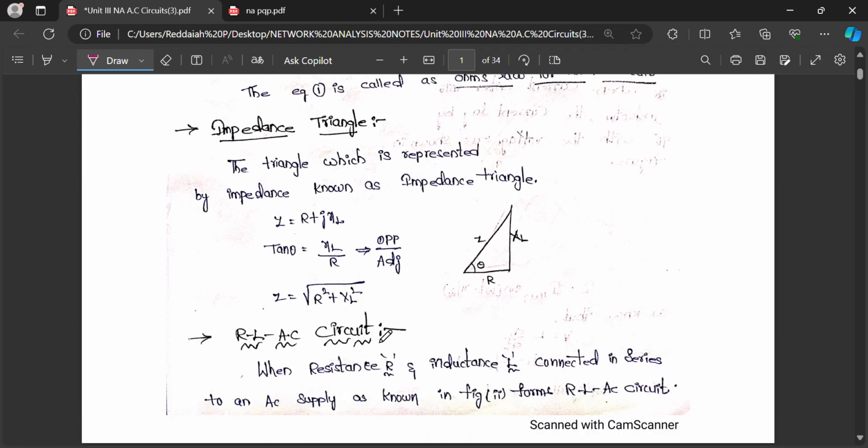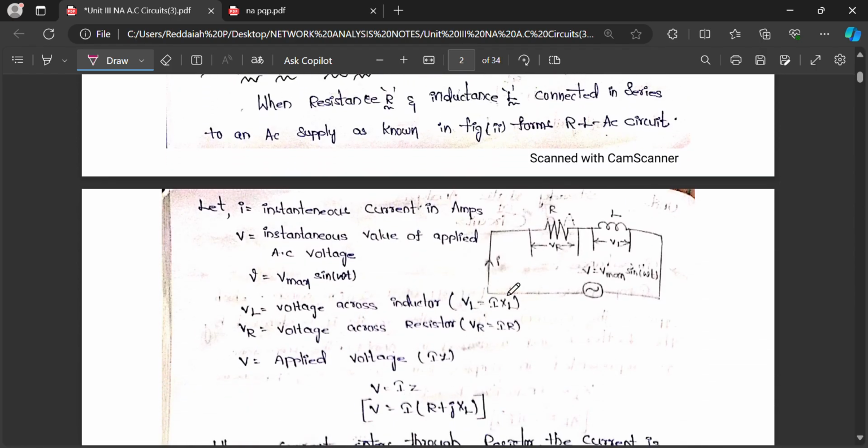Next, the impedance triangle. You can see the impedance triangle is represented by a right angle triangle. The hypotenuse is impedance, R is the adjacent side, the opposite side is XL, and this angle is called theta or phi, the phase angle. RL AC circuits, if you see, you can understand. An RL AC circuit means R and L are connected in series.